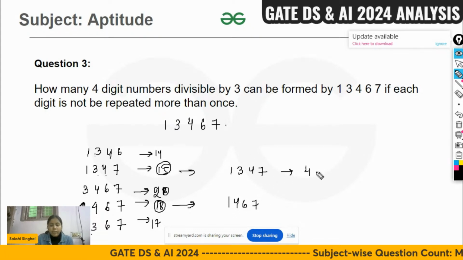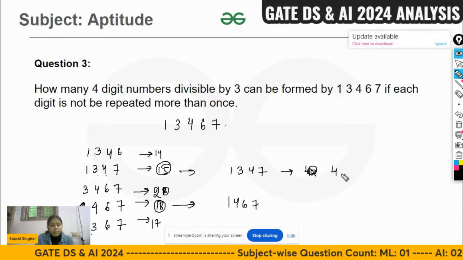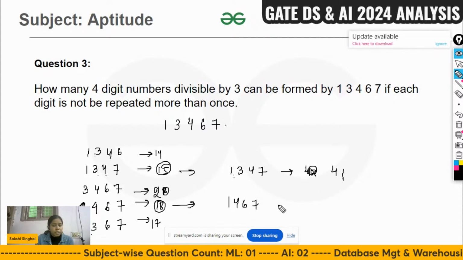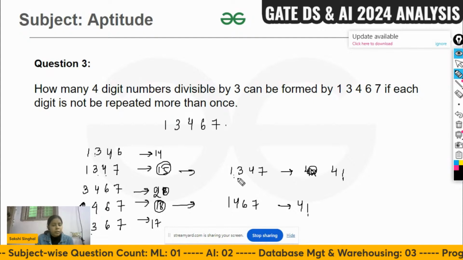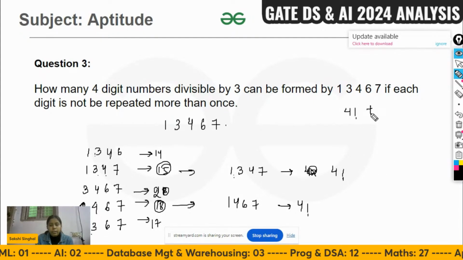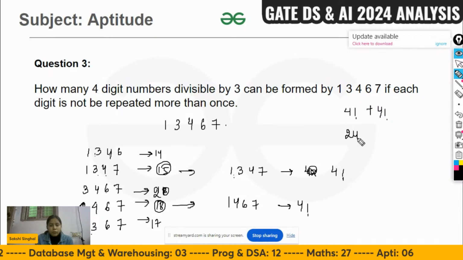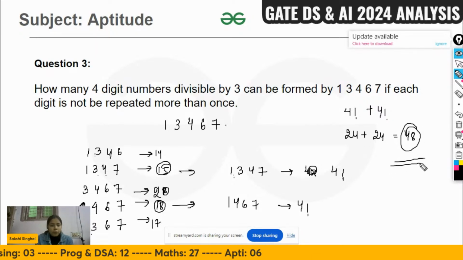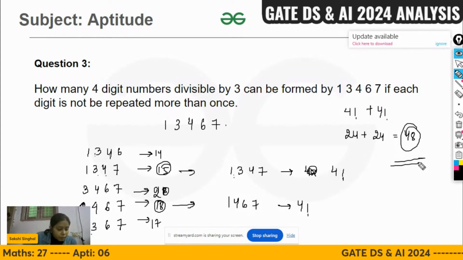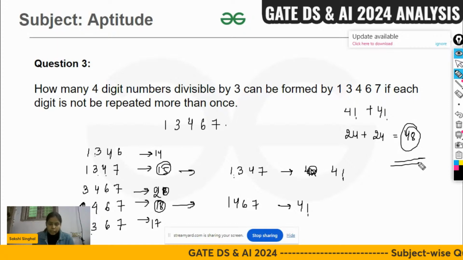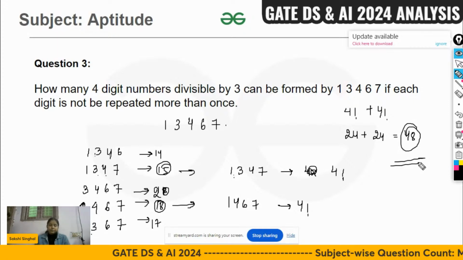So how many times can I rearrange them? I can rearrange them in 4 factorial ways, because I can switch the places of 1, 3, 4, 7, and similarly 4 factorial combinations are possible for the other set. So in total, I have 4 factorial plus 4 factorial. That is 24 plus 24, that is 48 combinations possible. So 48 is the answer. Right, Anupam? 48 is the answer. So 48 numbers would be there which are divisible by 3.